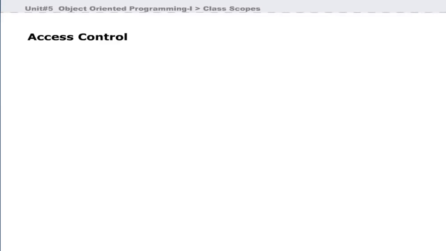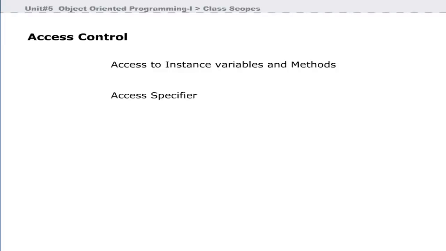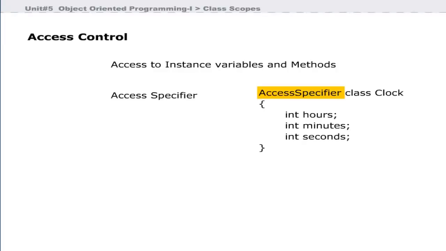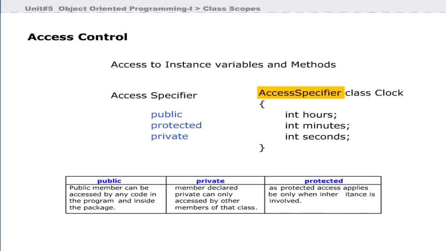Access controls are used to control the access to instance variables and methods of class. Java uses access specifiers in the declaration part to allow access of a member. There are three access specifiers in Java, that is, public, private, and protected. This table summarizes three access specifiers.